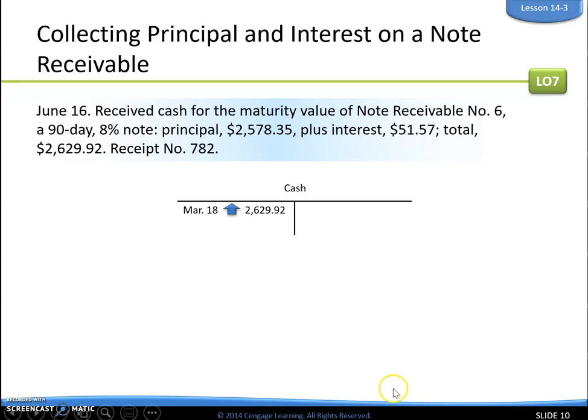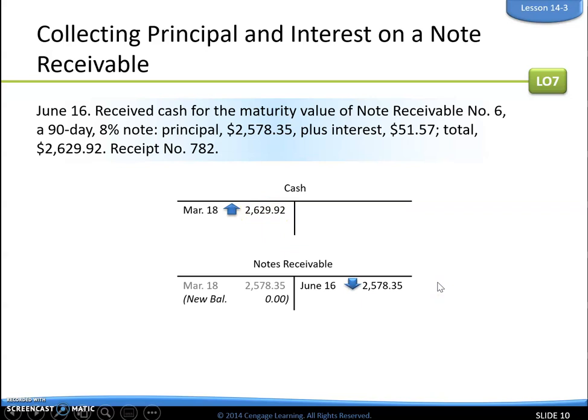So first thing that we're going to do is debit cash because we're receiving cash, and we are receiving cash in the total amount. This is our total amount. Okay, so debit cash. Then we're going to credit notes receivable for the principal amount. So this is what we were owed for that note. Okay, so we're going to credit notes receivable. This is what we are owed.